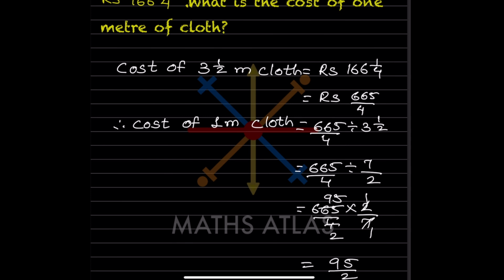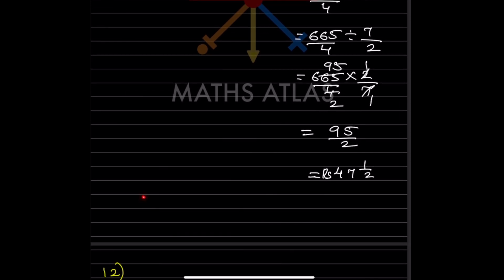So that is what they have asked, and you can add one sentence over here. Therefore, the cost of 1 meter of cloth is rupees 47 1 by 2. That sentence you can add over here.